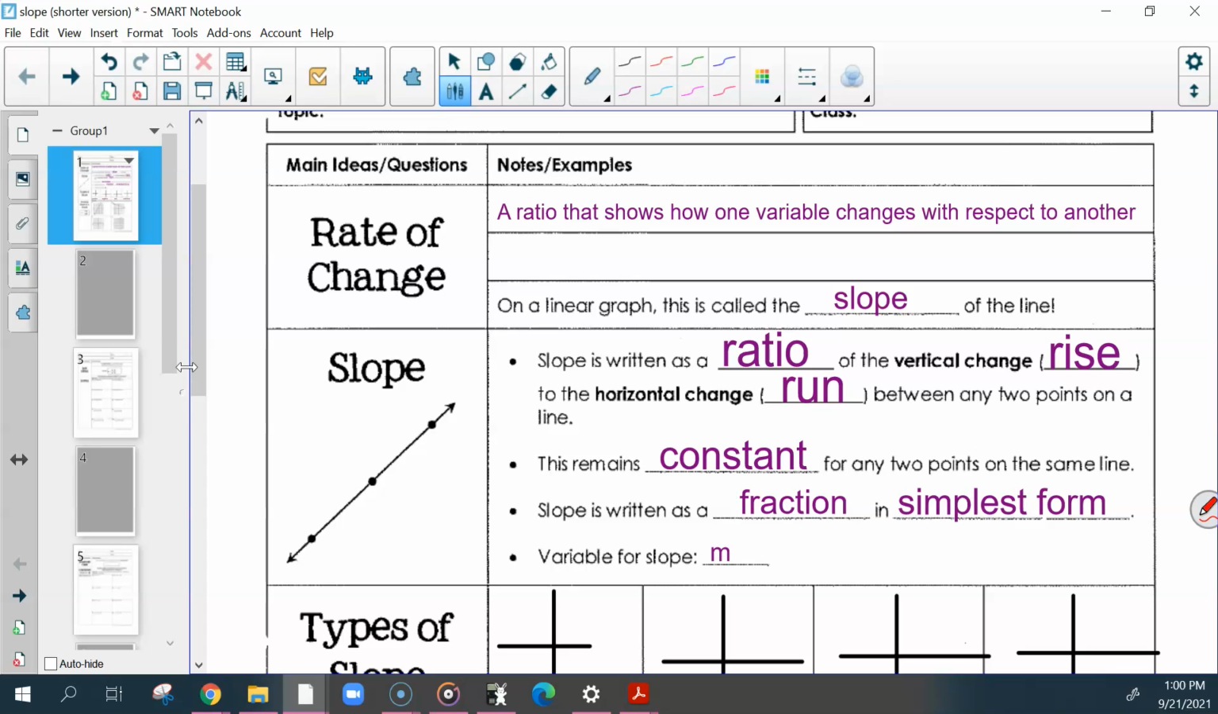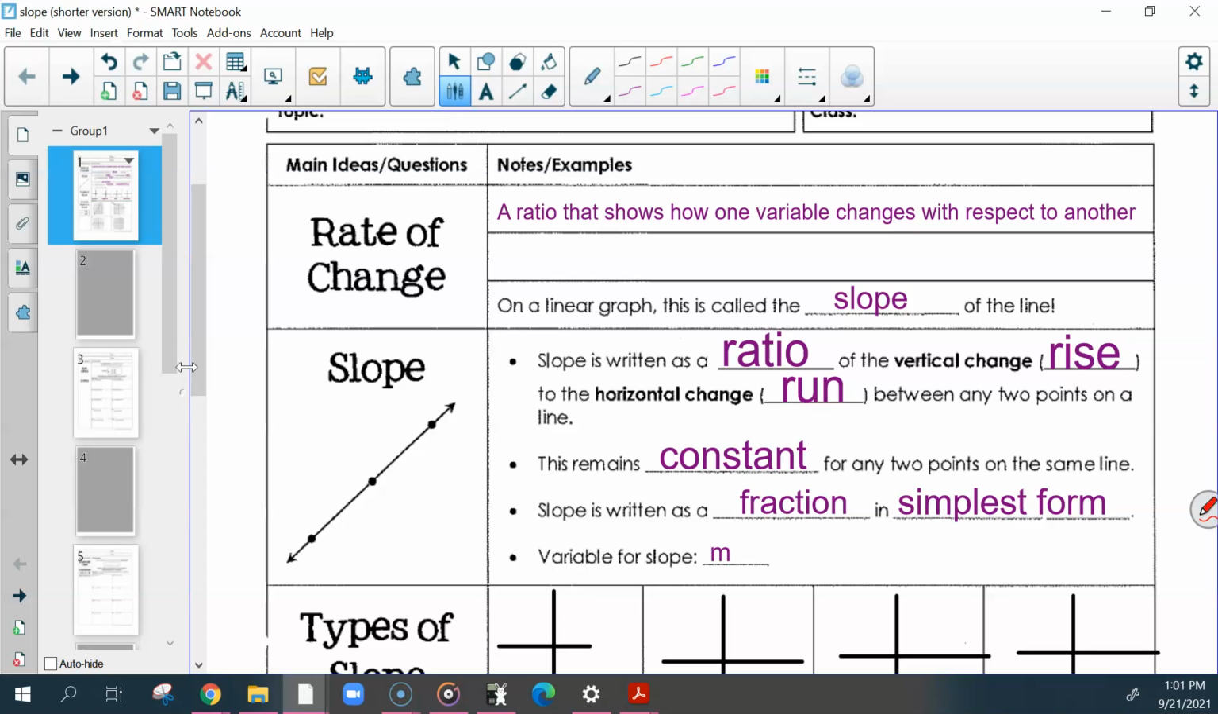Slope is written as a ratio of the vertical change, or the rise, to the horizontal change, or the run, between any 2 points on a line. This remains constant for any 2 points on the same line. So that means whatever the slope is between point A and point B is the same between point B and point C and point D, and so on and so forth. And then slope is written as a fraction in simplest form. So yes, it is a ratio, but we want it in fraction form and also simplest form. And it's always going to be rise over run.